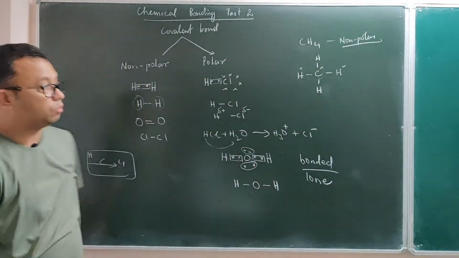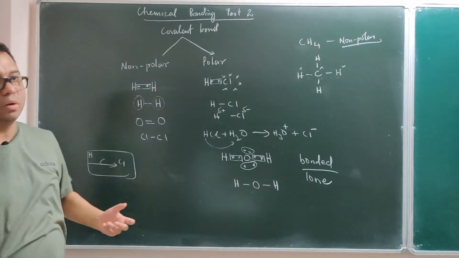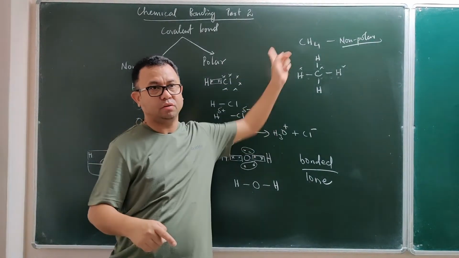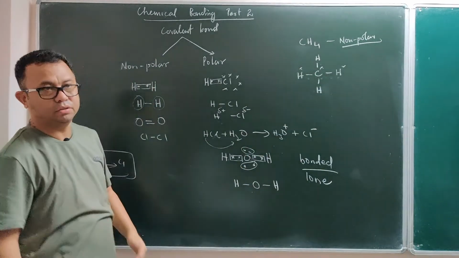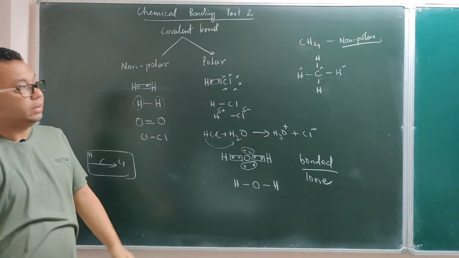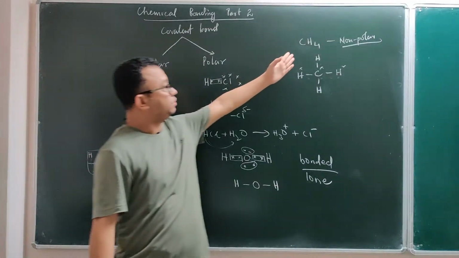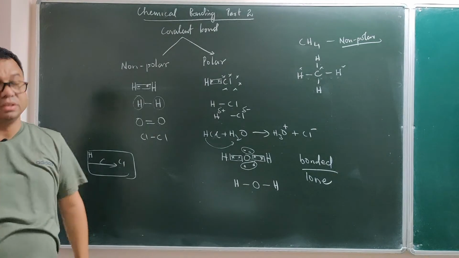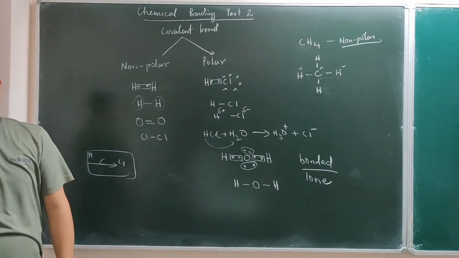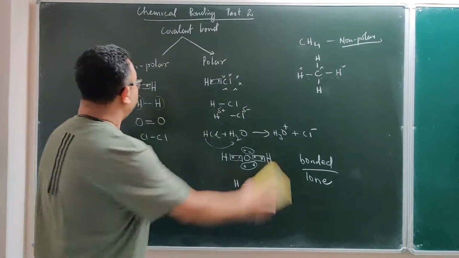In fact, methane is non-polar. Same thing with carbon tetrachloride, which is non-polar. Instead of hydrogen, chlorine will be on all four sides around carbon, so they are also nullified. They cancel out each other's effect. So even though the combining atoms are different, it is still non-polar, and it is because of this reason. Now let's go to the third kind of bonding.